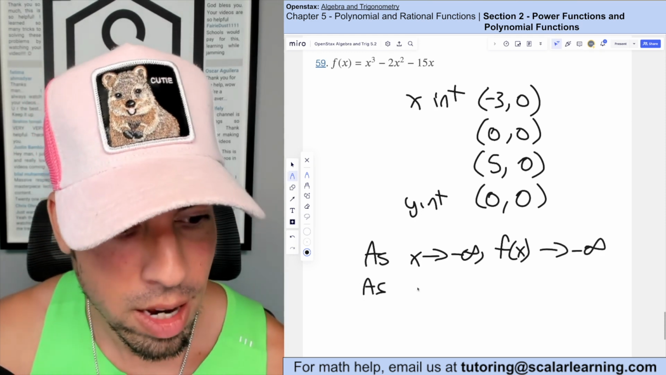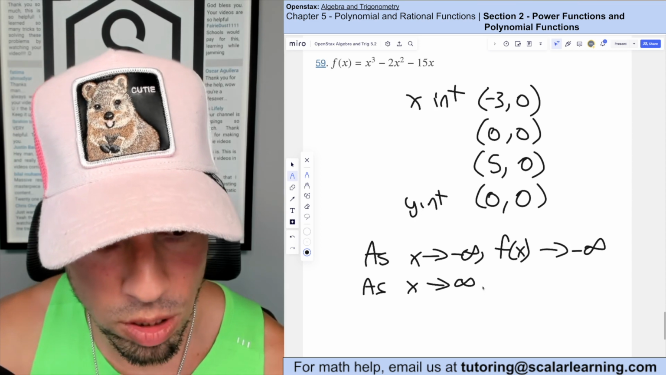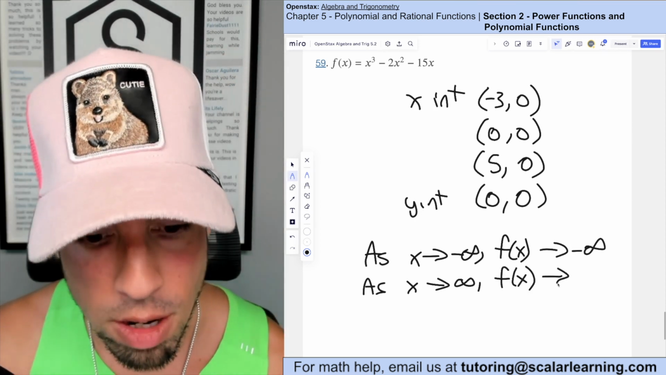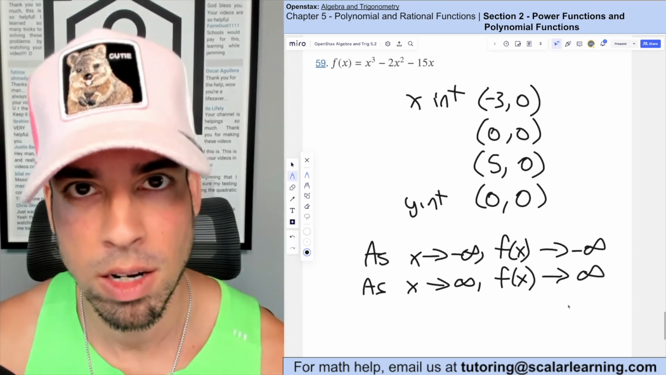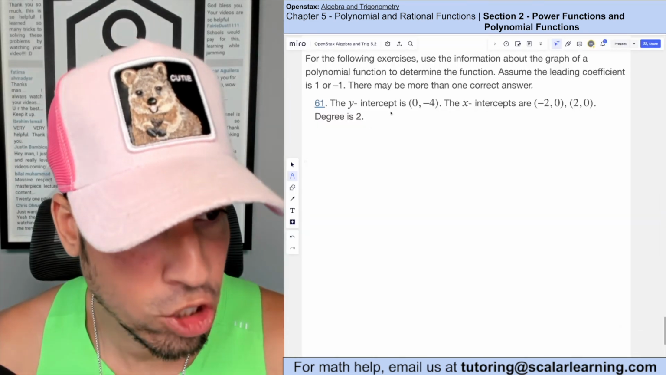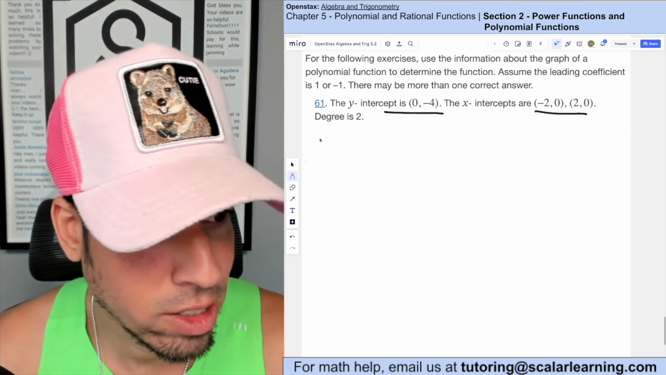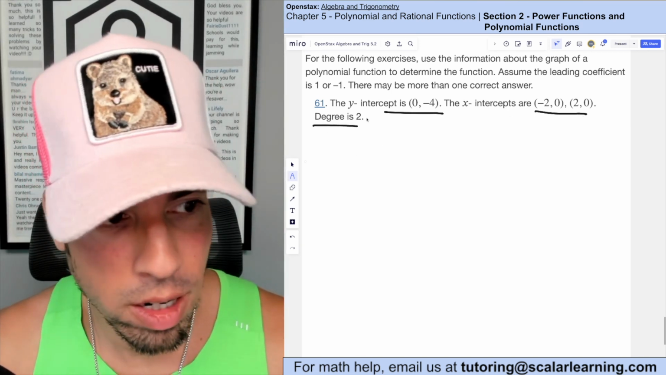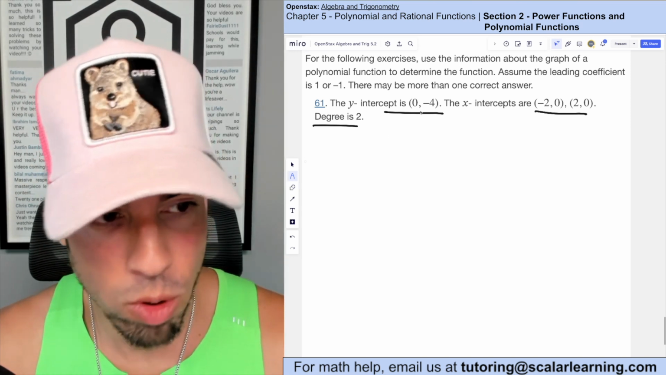Conversely, as x approaches positive infinity, as we went to the right, the function was going up, meaning the function was approaching positive infinity, boom, done. So for this one, we've got some information about the y-intercept as well as the x-intercepts and the degree, and we can use that to piece together a function for all these components.